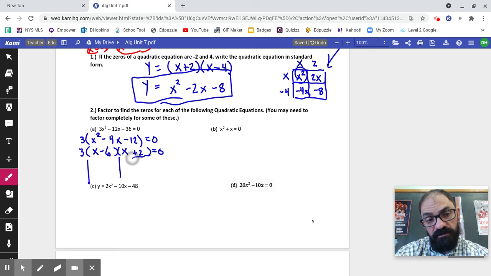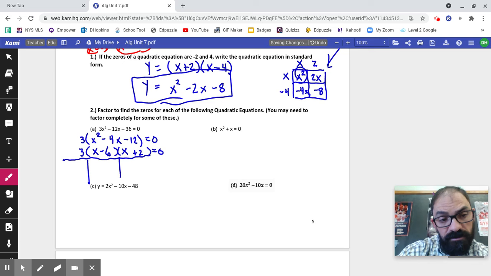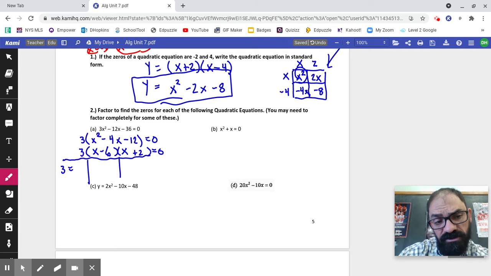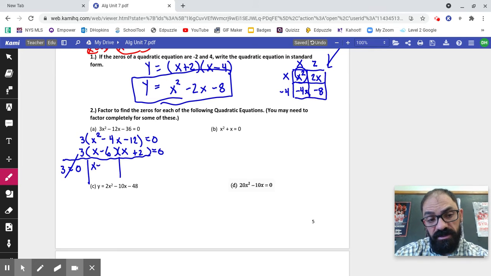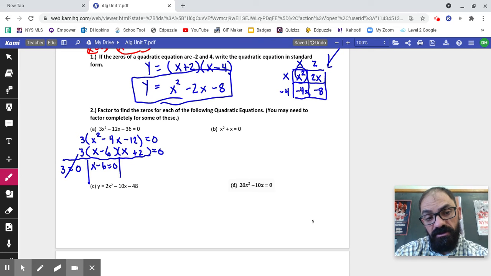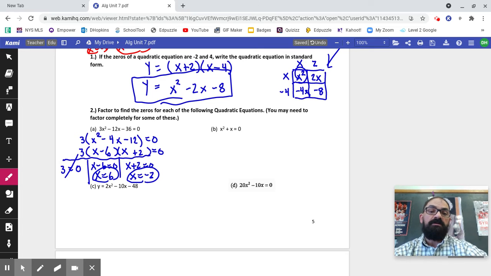And then I set each piece equal to 0. So on the left, 3 equals 0. That doesn't even make sense. And because we know that's not true, we reject it. Over here, x minus 6 equals 0 and x plus 2 equals 0. So we've got x equals 6 and x equals negative 2. Good.